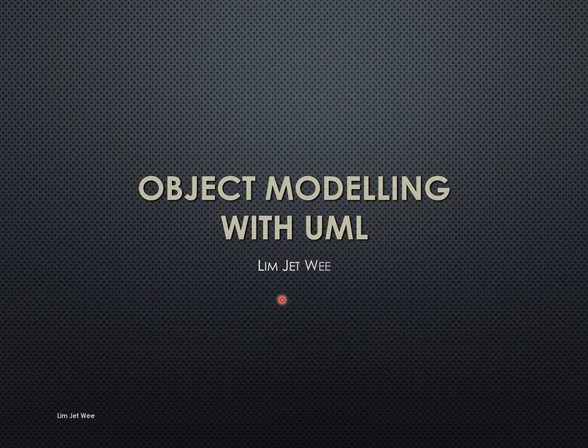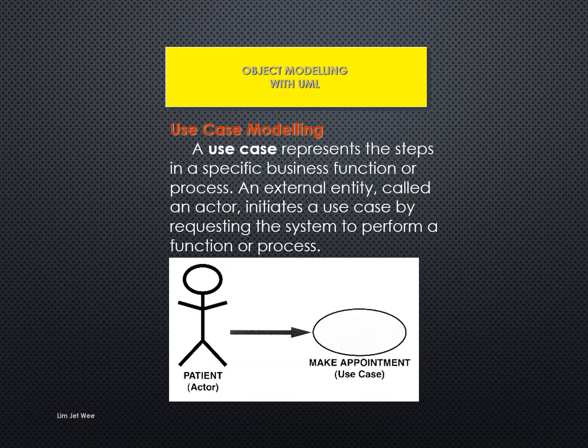Okay, we're going to look at object modeling, but using the UML. So basically, you can use use case modeling to represent steps in your process. All your external entities are called your actor, and the use case is your system. So the actor uses this use case here.